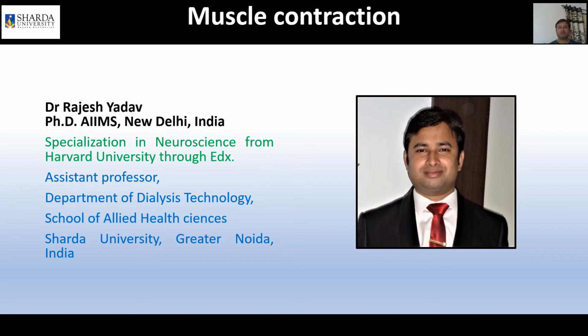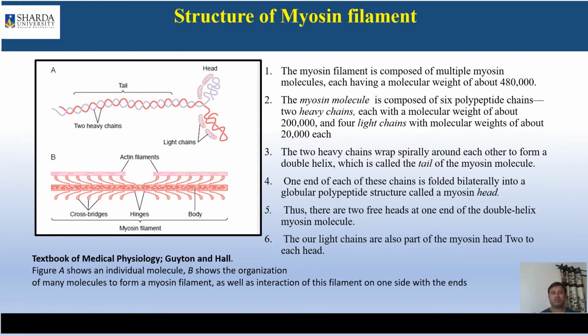Today we will discuss the topic of muscle contraction. First of all, we should know about the structure of the myosin filament and actin filament, because in muscle contraction, actin and myosin filaments slide over each other. When we lift heavy things, muscle contraction occurs, where actin and myosin molecules play a role.